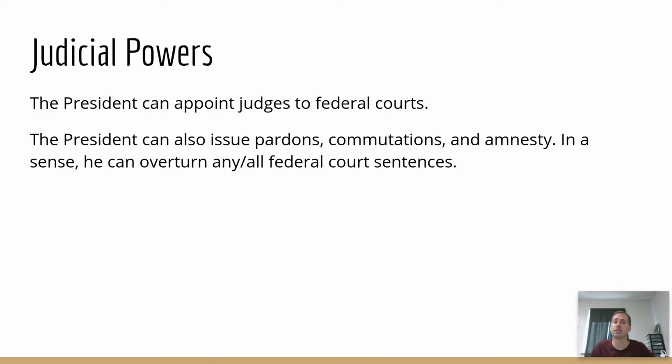The courts can say, oh, you're guilty, you're going to be sentenced to jail for 20 years. The president can say, nope, I'm going to commute your sentence. 10 years is good enough. So a pardon and a commutation are checks that the executive branch has over the judicial branch.